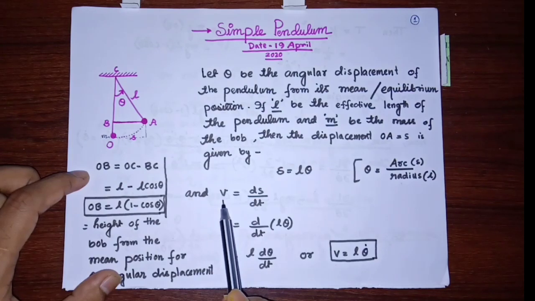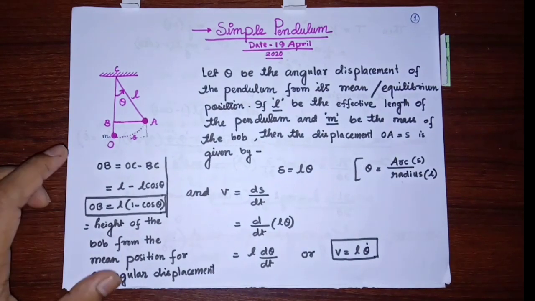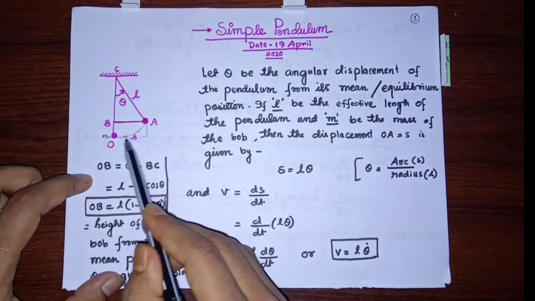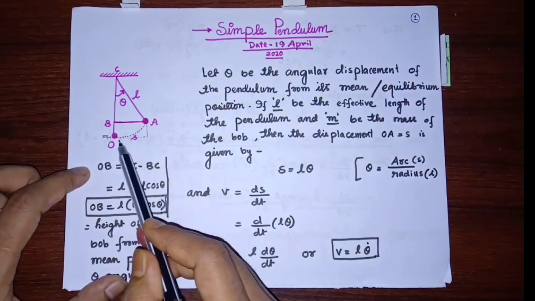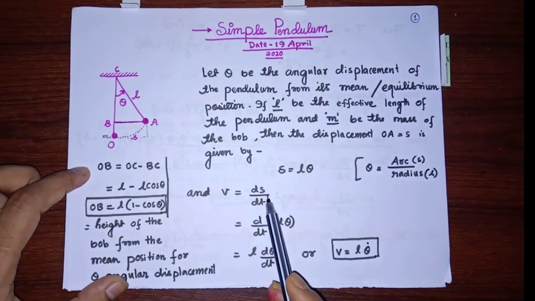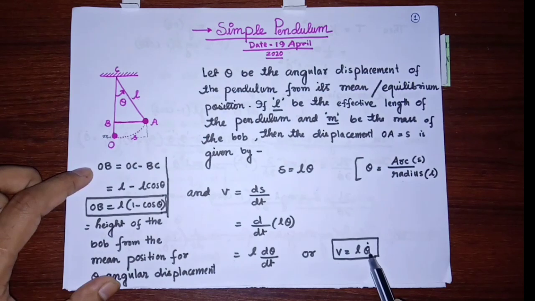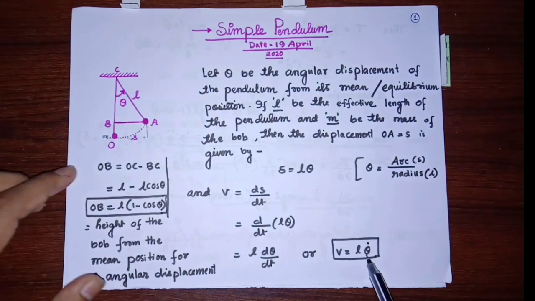Now the velocity of the bob of the pendulum can be written as the rate of change of displacement, that is d by dt of S, and d by dt of S is d by dt of L theta, where L is the effective length of the pendulum. This L will come outside, then d theta by dt, which in classical mechanics is theta dot. So V is equal to L theta dot.